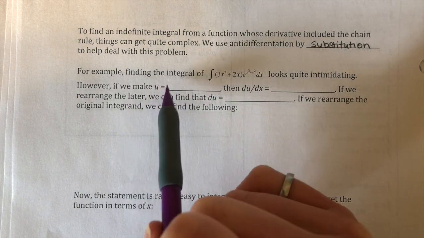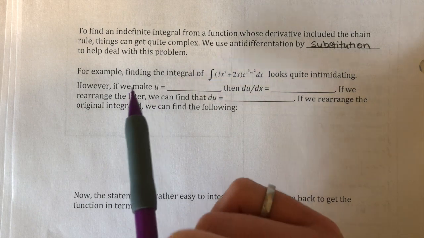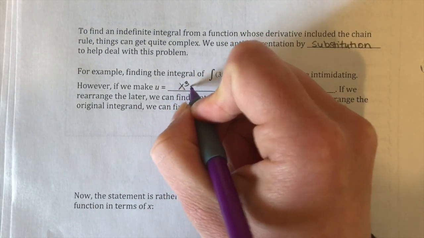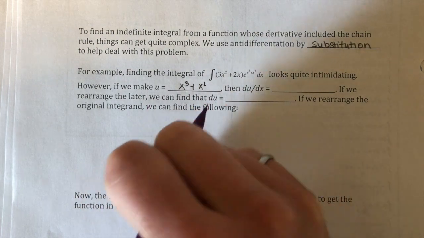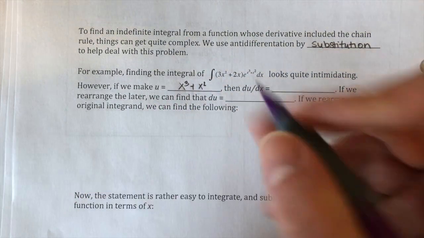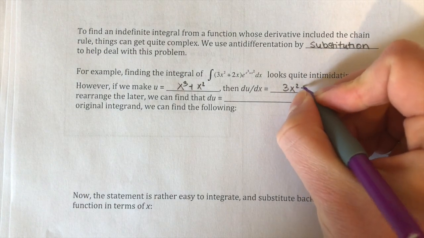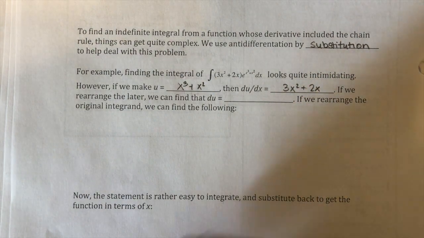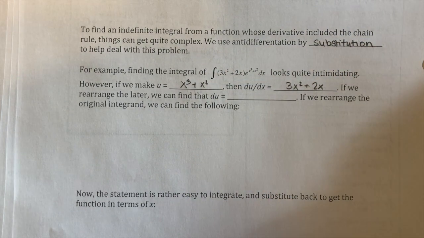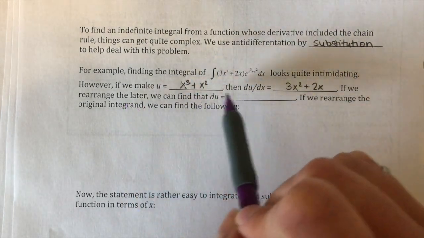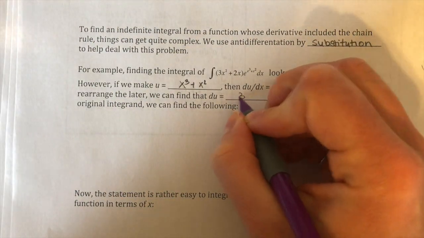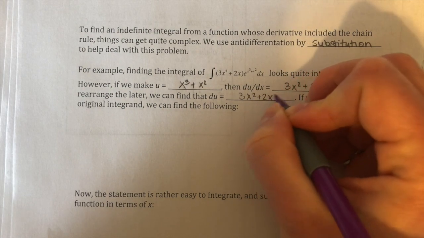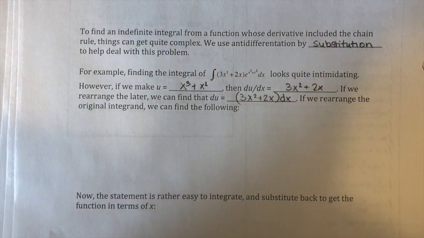However, if we use substitution, if we make a different letter, typically we use u, and turn that into x cubed plus x squared, and we'll talk later on about how I need to do that. Then if I do the derivative of u with respect to x, that would be 3x squared plus 2x, so I'm doing the derivative of this guy. If we rearrange the latter, this is du divided by dx. If I multiply both sides by a dx, then I'm going to have 3x squared plus 2x all multiplied by dx.